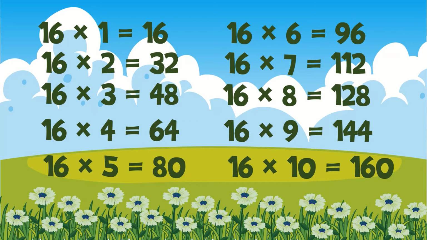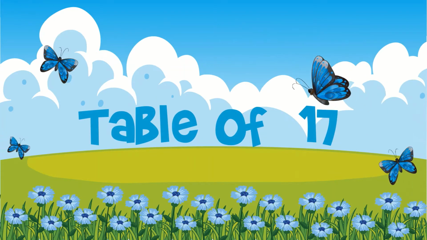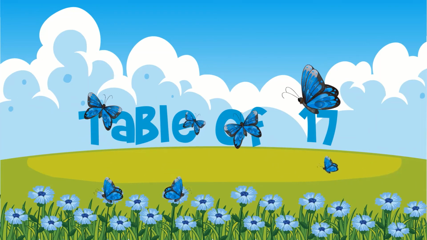16 sixes are 96. 16 sevens are 112. 16 eights are 128. 16 nines are 144. 16 tens are 160. Kids, learn table of 17.